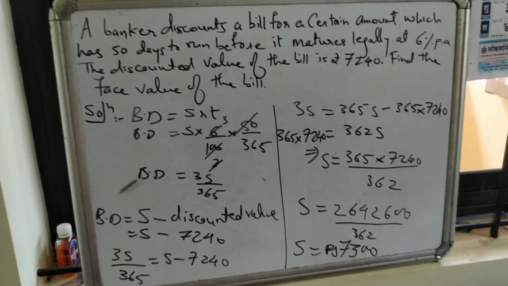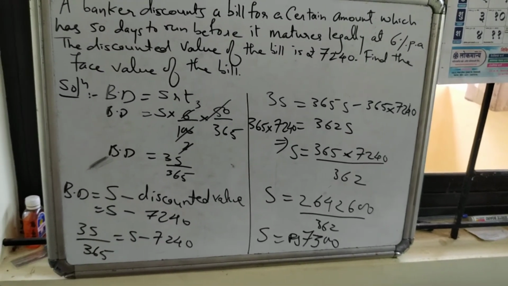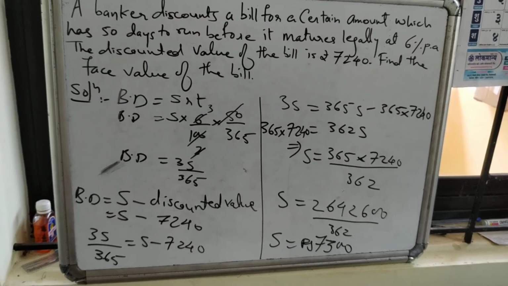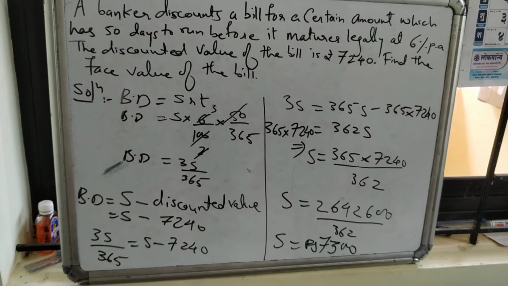So this is how you have to calculate the face value of the bill whenever you are given the discounted value of the bill, rate of interest and the time period.